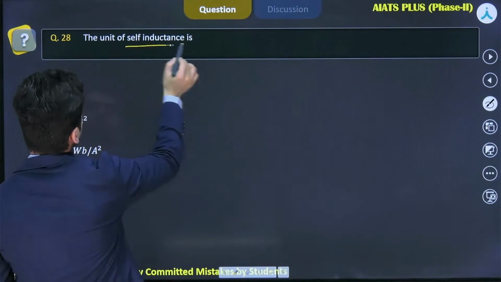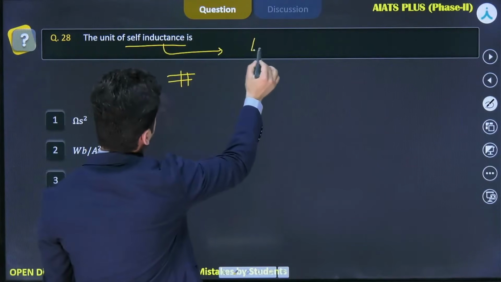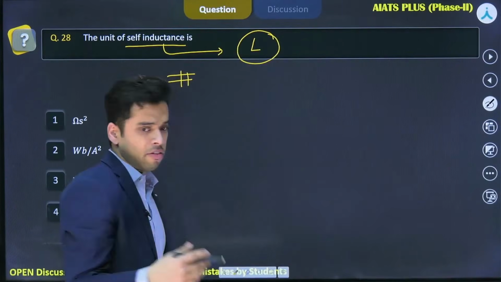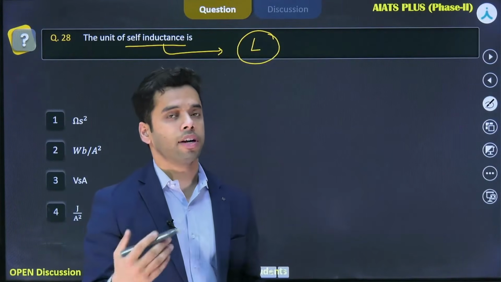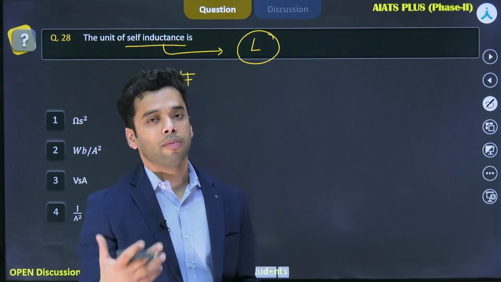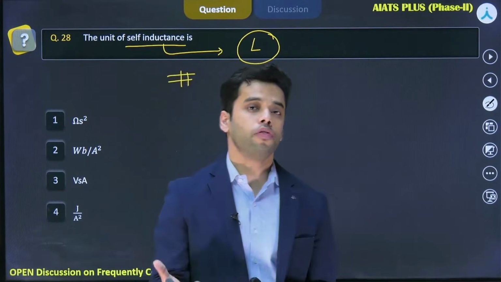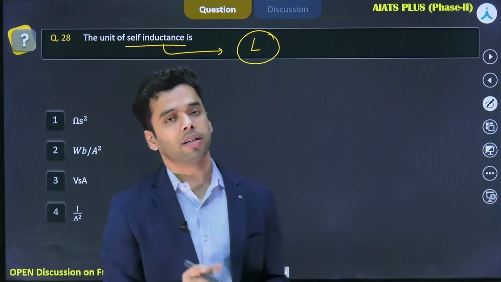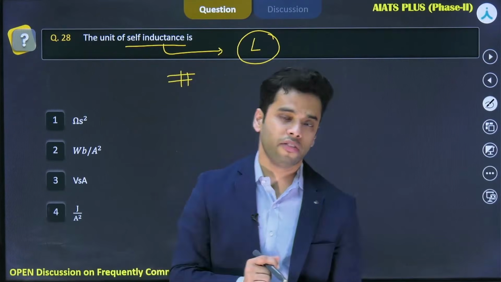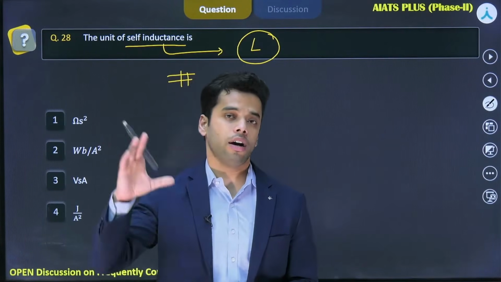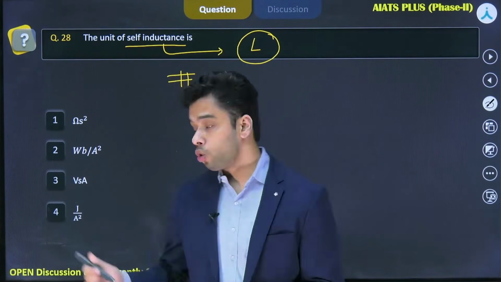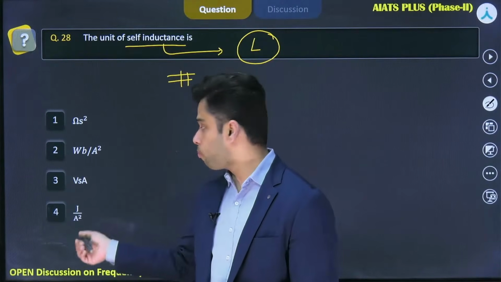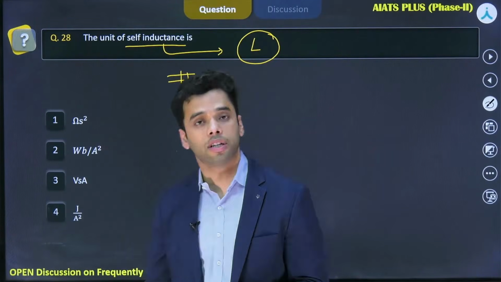So self-inductance, in physics we denote it by capital L. And if I need to find different units of self-inductance, I'll take the help of the formulas that I know from the chapter of electromagnetic induction. Over there we discuss the concept of self-inductance as well as mutual inductance. So I'll take help of those formulas to check which of the given units is correct.